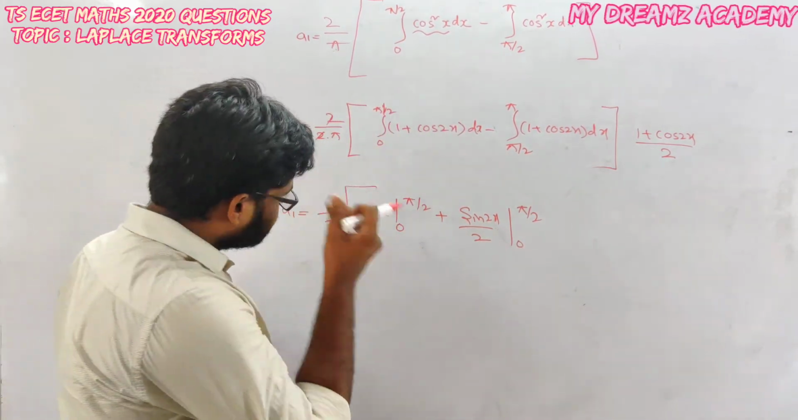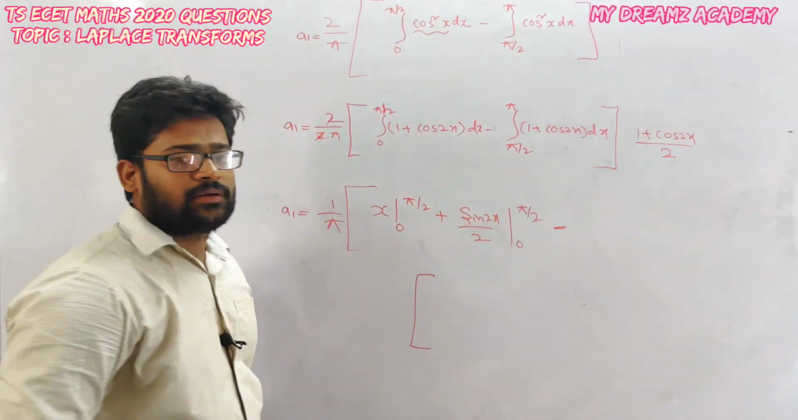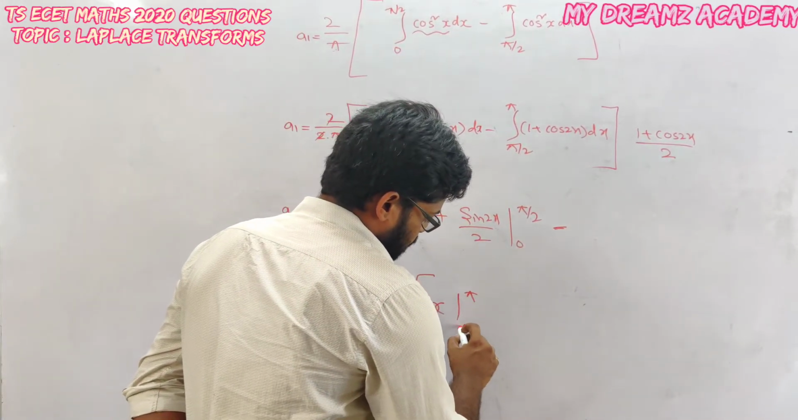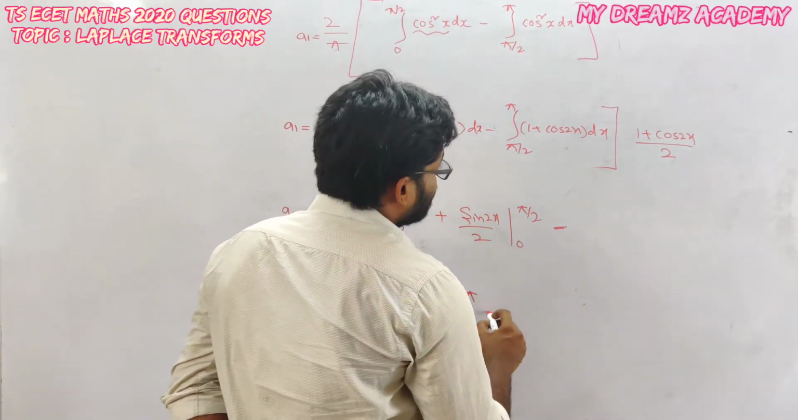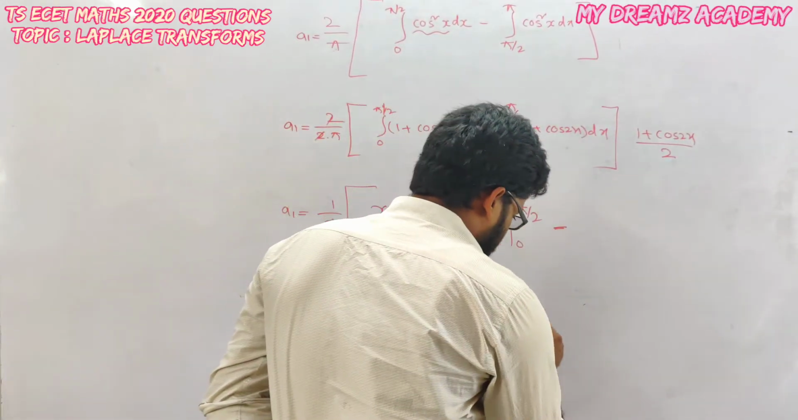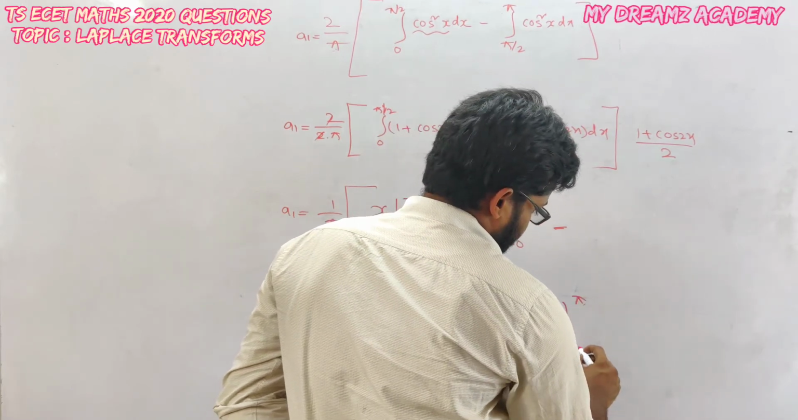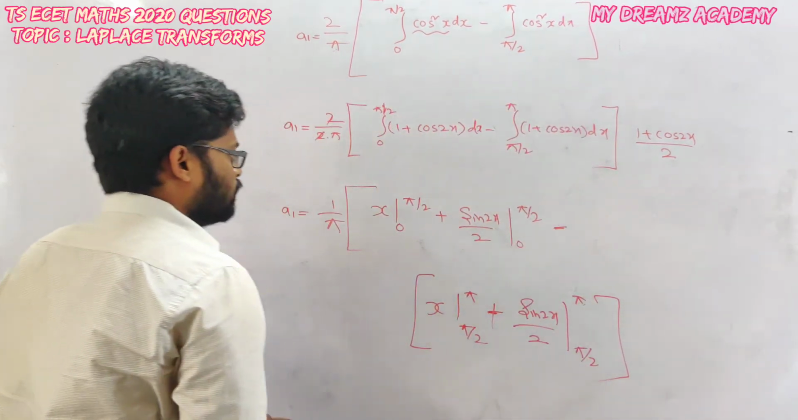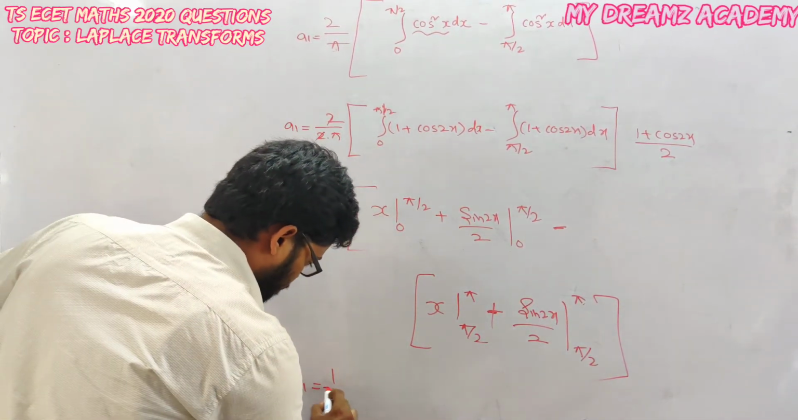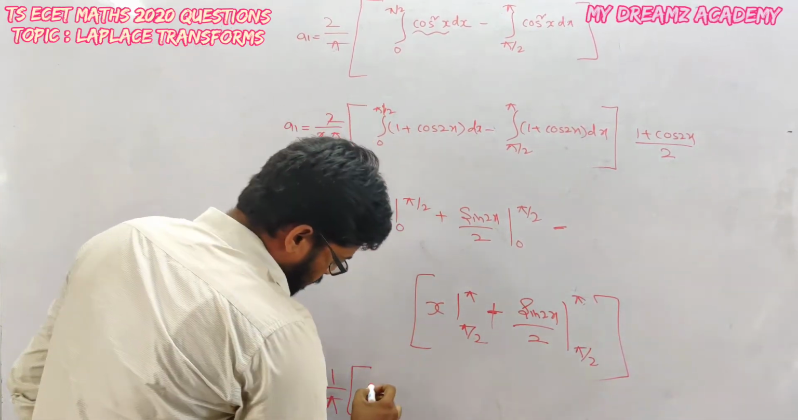And the next term, minus of, what is the integration of 1? That is x, with limits from pi by 2 to pi. And plus, what is the integration of cos 2x? That is sin 2x by 2, with limits from pi by 2 to pi. Now I am writing a1 is equal to 1 by pi. Apply limits: pi by 2 minus 0.